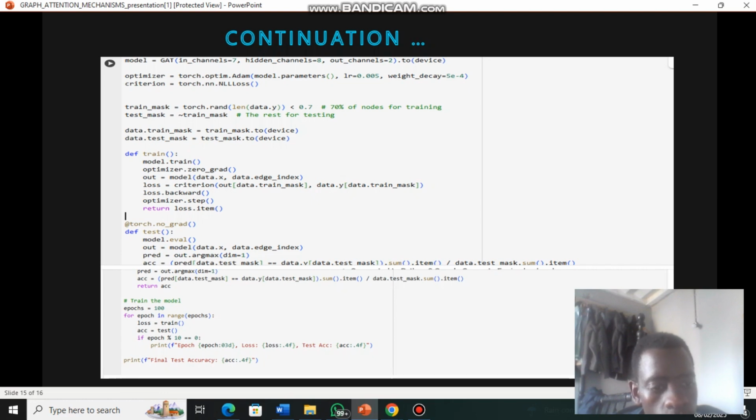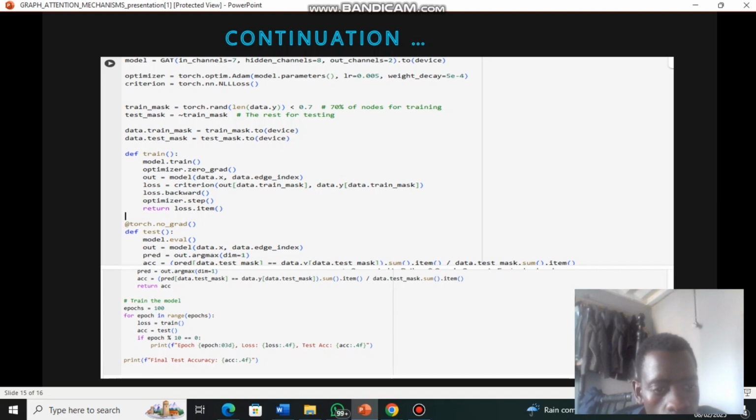So we shall move on to the train mask. The torch rand function randomly selects 70% of the nodes for training, and the rest, which is 30%, is used for testing. So we shall go on to the data train mask, which moves the train mask and then the test mask to the GPU if available, or the CPU, depending on what we are actually using.